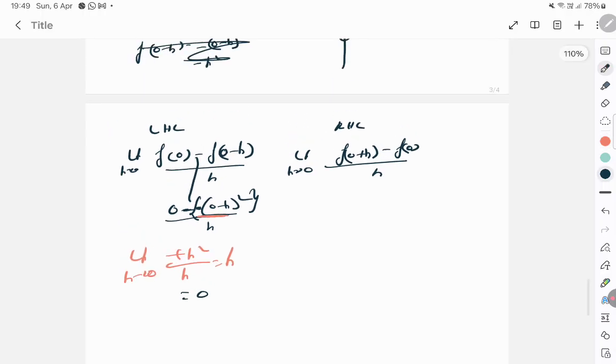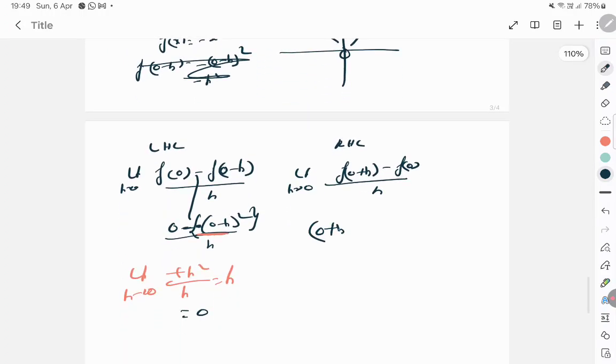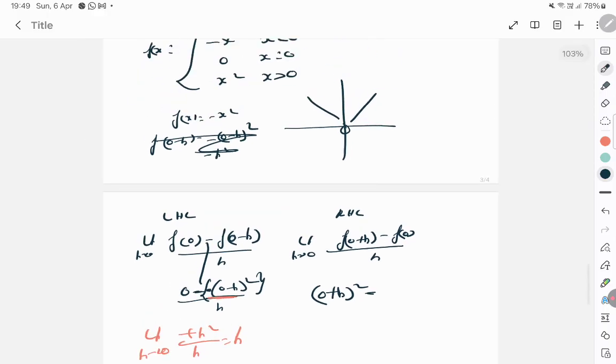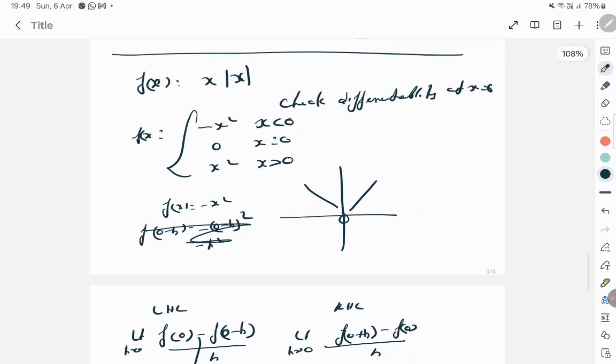Let's go right and say 0 plus h. 0 plus h means x square, which is 0 plus h the whole square, minus f of 0. What is f of 0? It's just 0, by h. So h square by h is again h, and the limit as h tends to 0 is again 0. So the left hand limit is equal to the right hand limit.